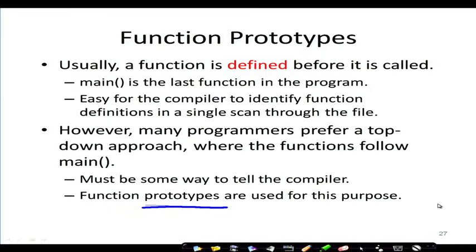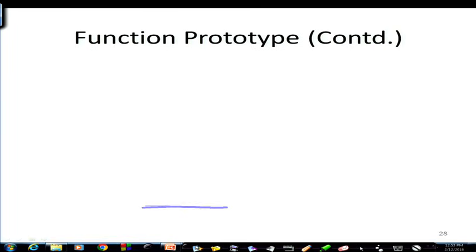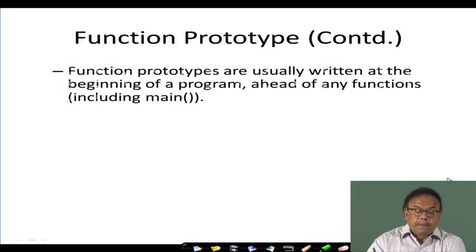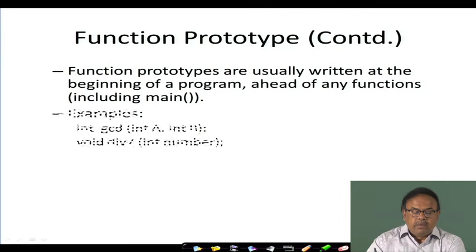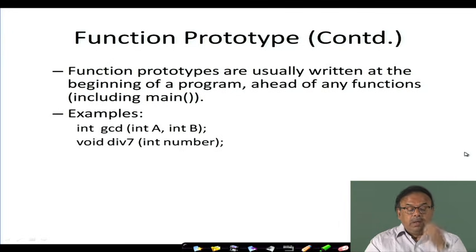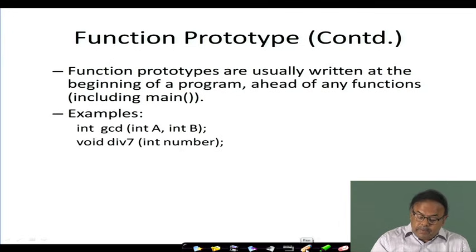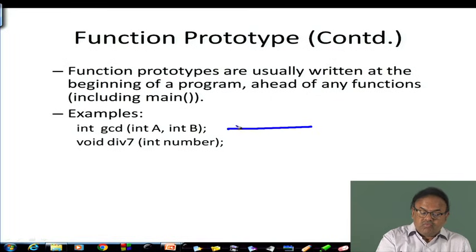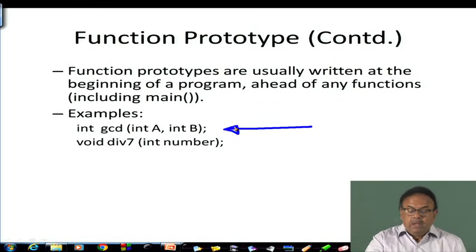Let us look at this. This is needed if the function comes later. Function prototypes are usually written at the beginning of the program ahead of any other functions including main. Say for example, this is a prototype: int GCD, int A, int B.